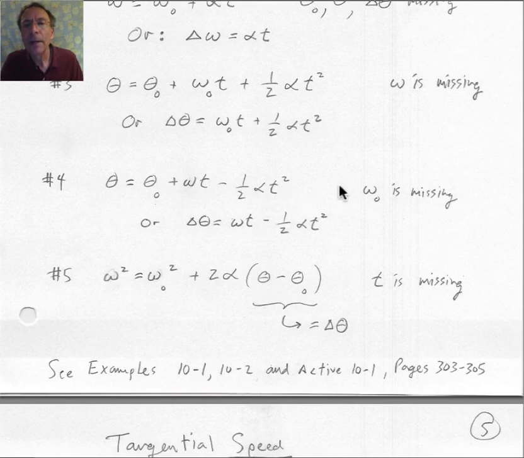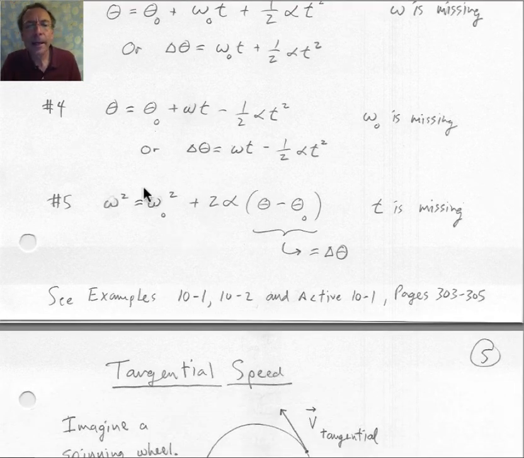And the fourth one, now the fourth one and the third one are really similar. The difference is that in the third one, the final velocity is missing, whereas in the fourth one, the initial velocity is missing. And so, okay, maybe I'm not going to spell it all out, but you know what is happening here. And then finally, here's the fifth one. You have the final velocity squared equal to the initial velocity squared plus twice the acceleration times the change in angular position. And this one has the time missing.